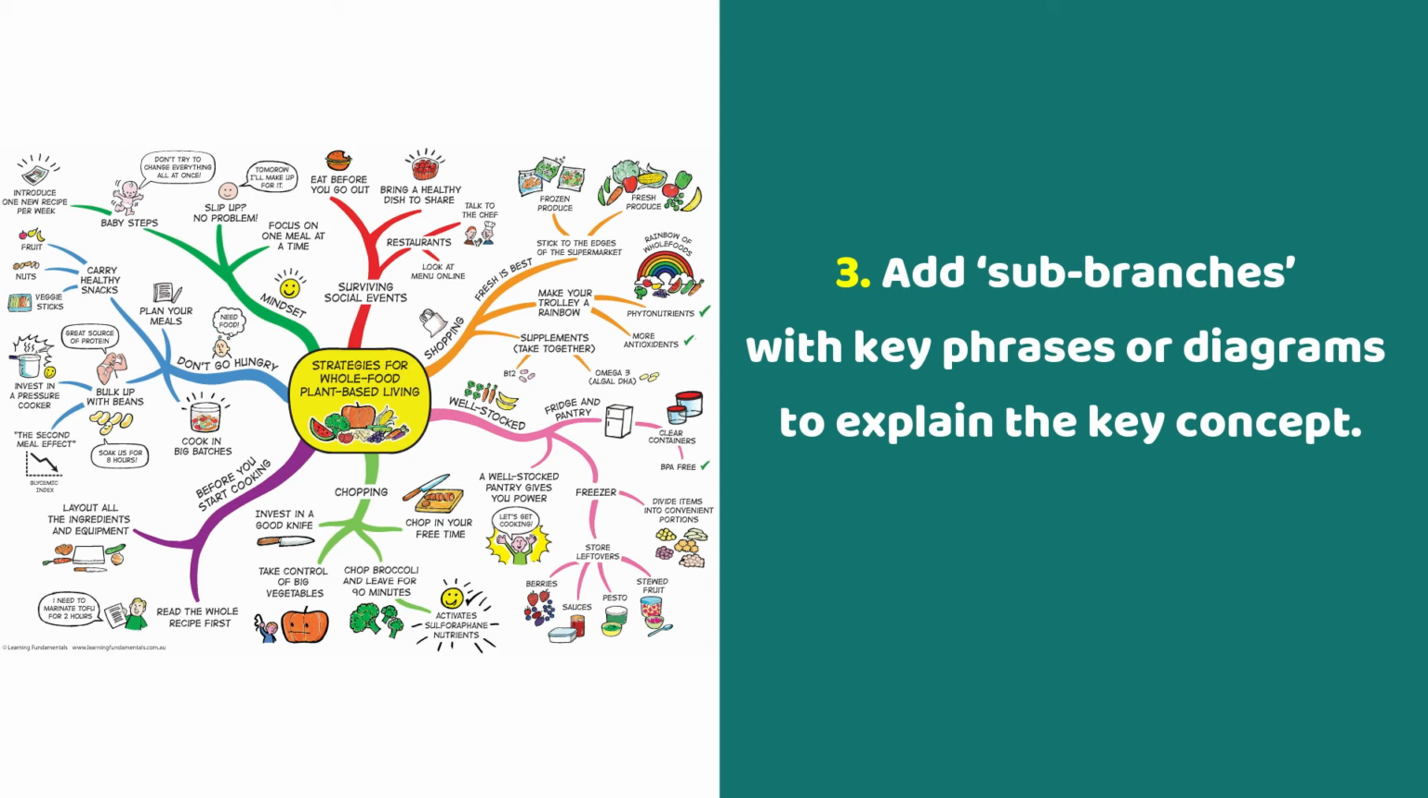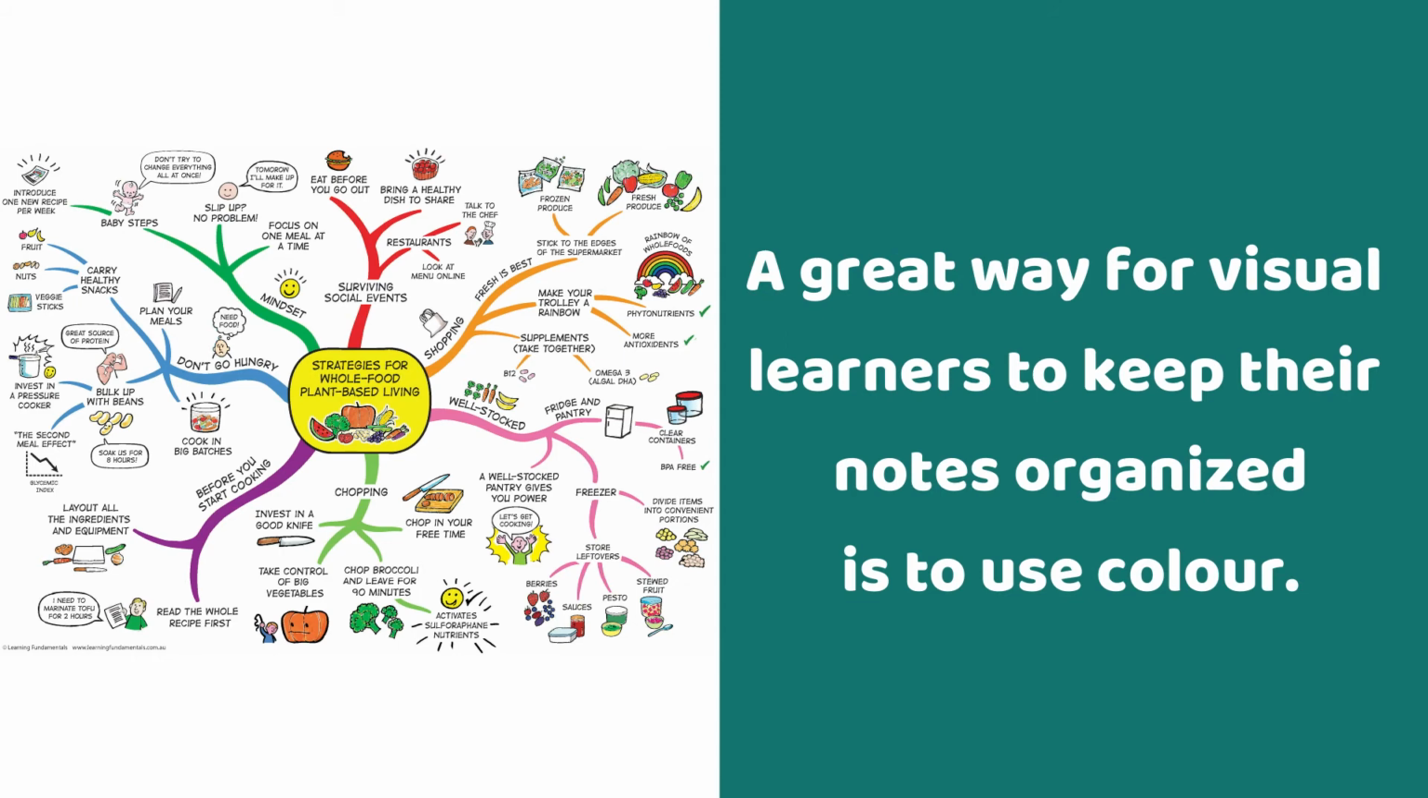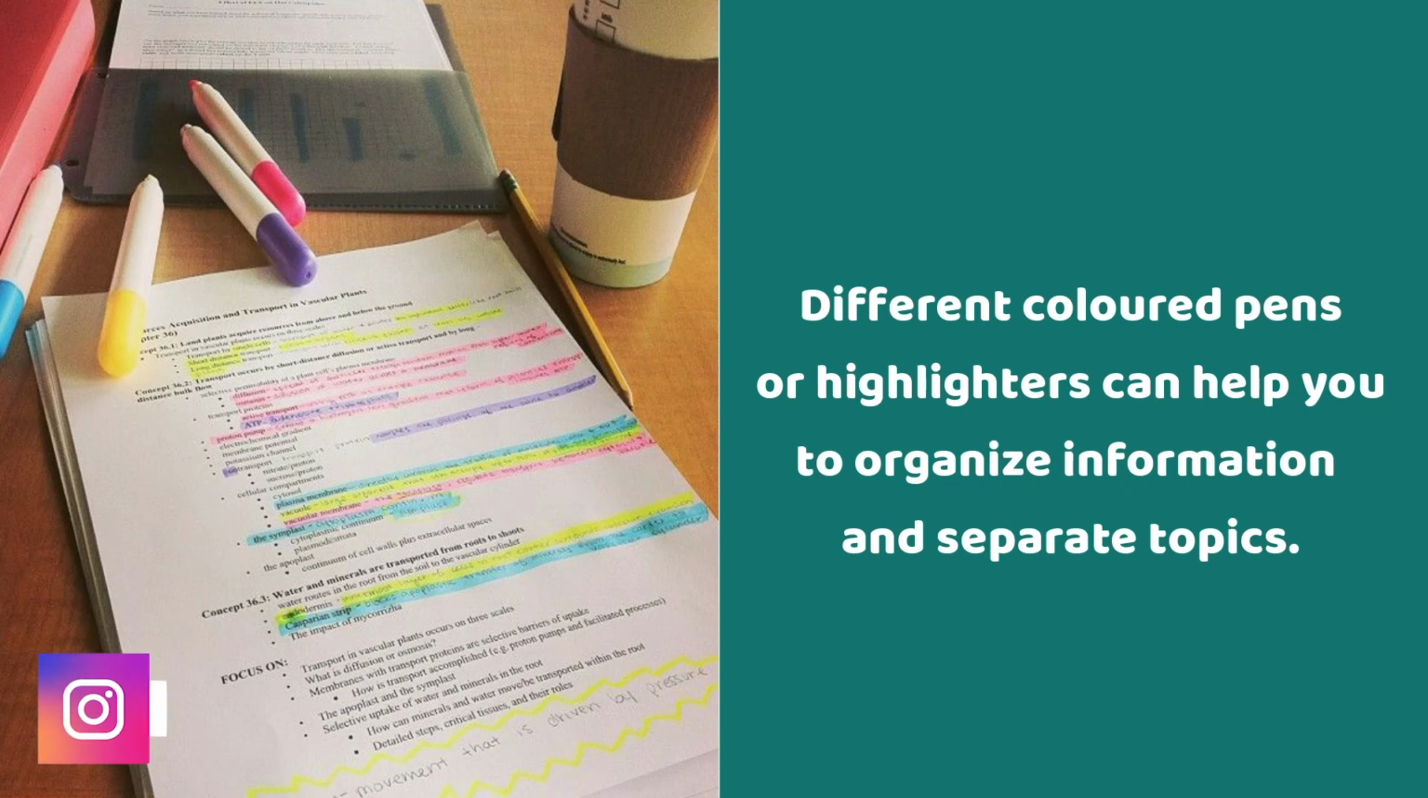And then add sub-branches with key phrases or diagrams to explain the key concepts. A great way for visual learners to keep their notes organized is to use color. Different colored pens or highlighters can help you to organize information and separate topics. An example of the notes of a visual learner is what you have on your screen.